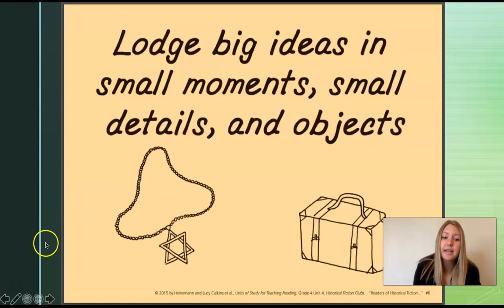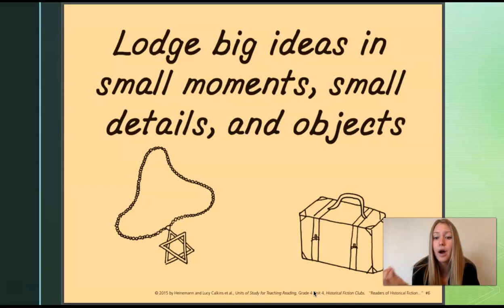Okay, so today our learning target, the point of our lesson, is to lodge big ideas in small moments, small details, and small objects. An example of this is on the sticky note right here. If you see this suitcase, you might remember it from the very beginning of the year when we read Tiger Rising, and it referred to this object of a suitcase a lot. Rob kept his emotions inside the suitcase and put the tiger on top of it, and he didn't think about things. So this suitcase had a big idea behind it. It was about Rob hiding his emotions. It wasn't just a suitcase.